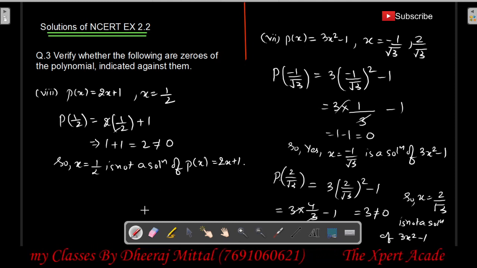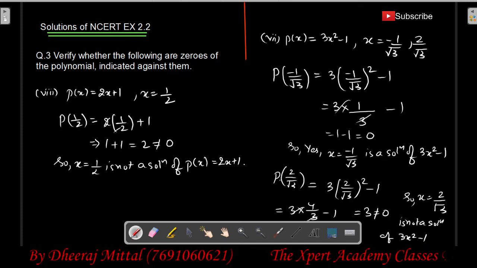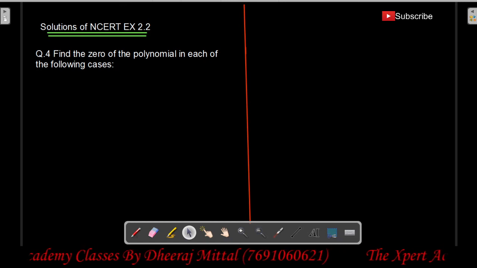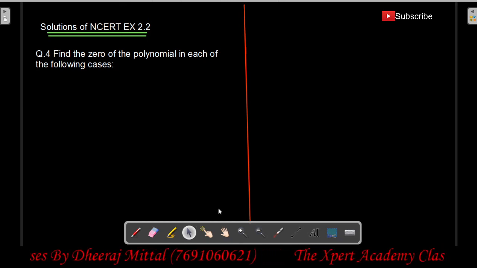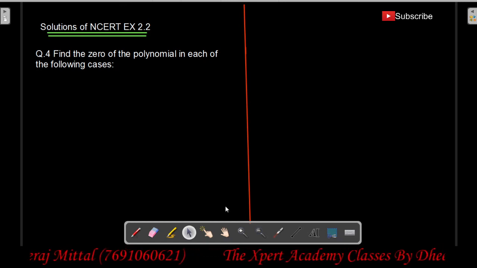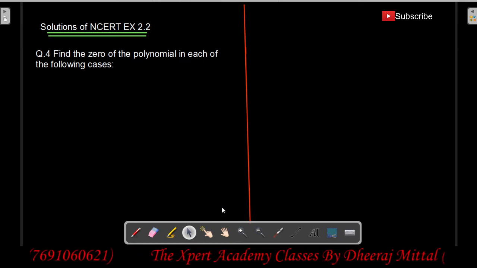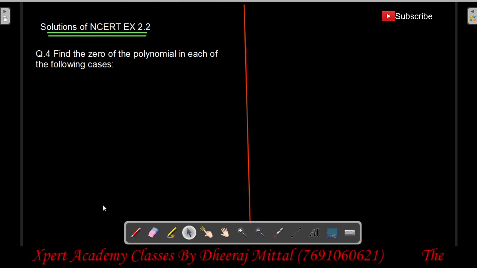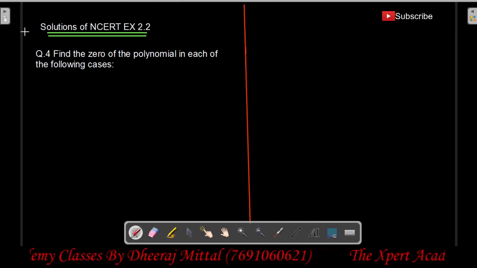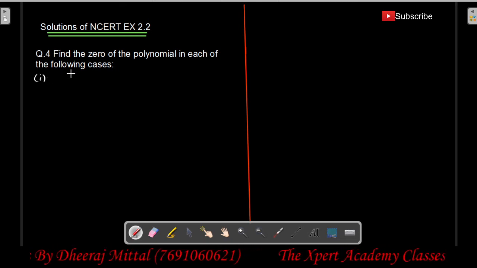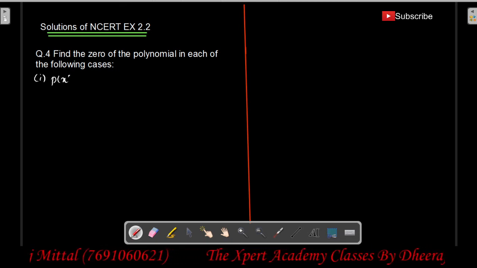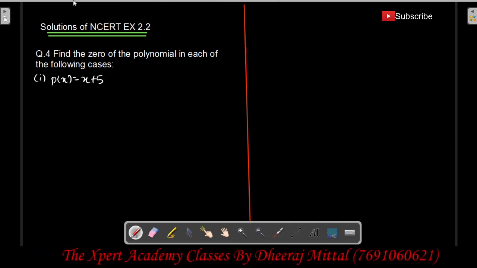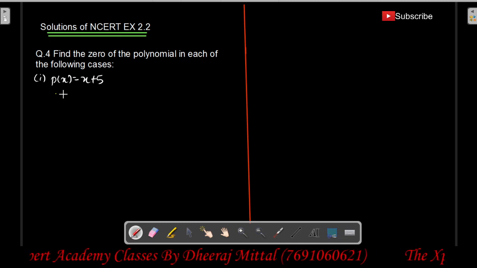So now next question, question number 4. Now the last question of this exercise, question number 4 is find the zero of the polynomial in each of the following cases. We have to find the zeros of the polynomial in each of the following cases. The first part is px is equal to x plus 5. Whenever we have to find the zero, we will put px is equal to 0.